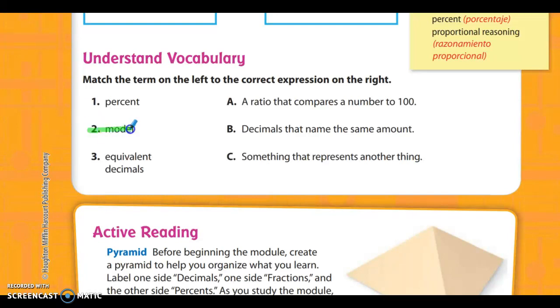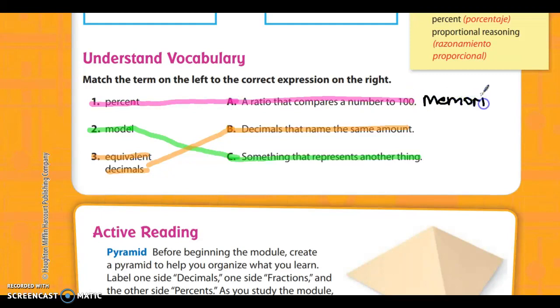A model is something that matches another thing. So I'm going to do that in green. And I'll switch colors. Equivalent decimals are decimals that name the same amount. So I'd match those. And a percent is a ratio that compares a number to 100. And that's really important that you memorize that. Memorize this one right here. Percent is a ratio that compares a number to 100. Okay, good job. You are done with page 201.